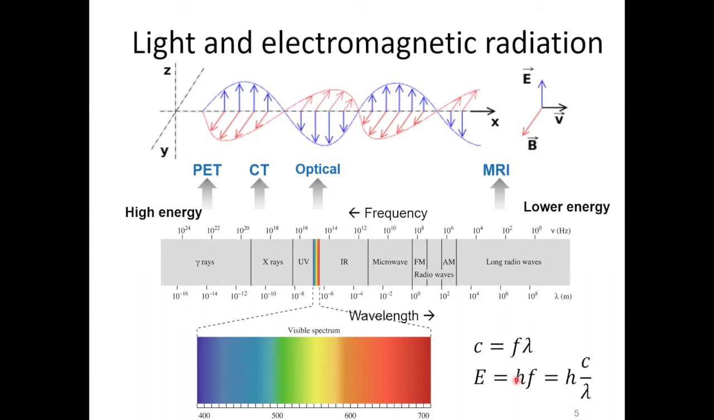If you consider the particle-like nature of light, the fundamental unit of light would be a photon, and it has a very well-defined amount of energy that's proportional to the frequency of the photon. The constant of proportionality is Planck's constant, and so the energy is also inversely proportional to the wavelength. So this will become important in subsequent slides.